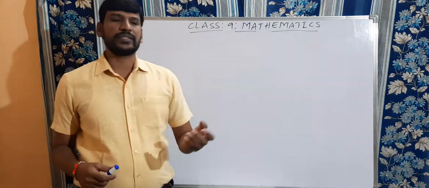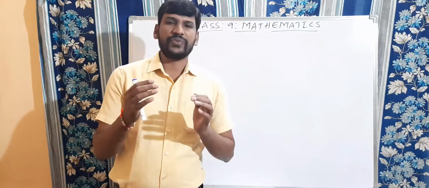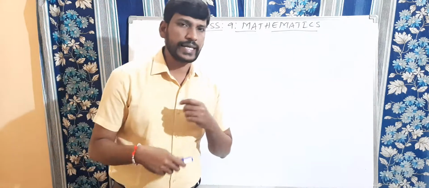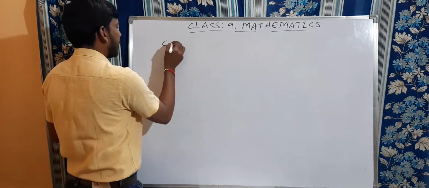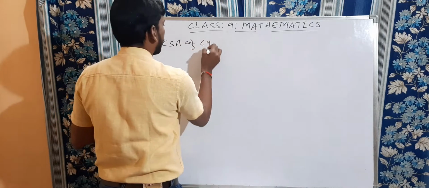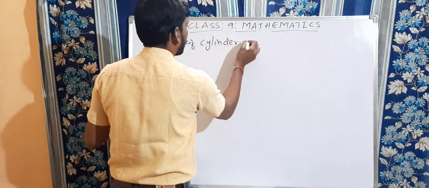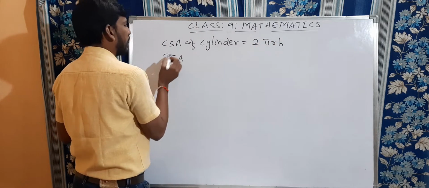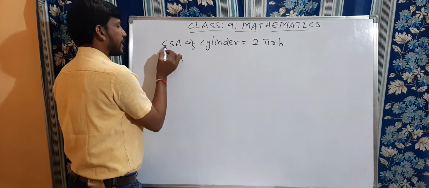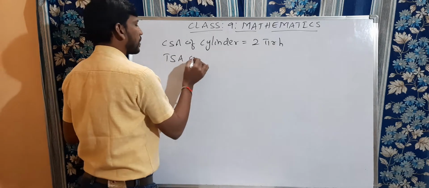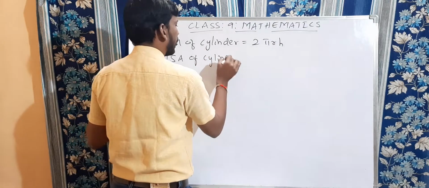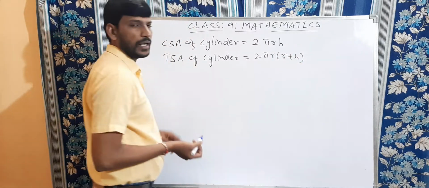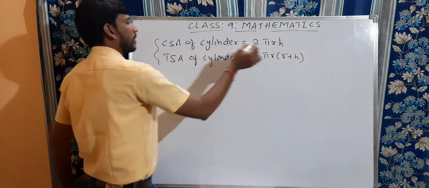So in the previous session we discussed curved surface area of cylinder as well as total surface area of cylinder. So what is CSA of cylinder? CSA of cylinder is equal to 2 pi r h, as well as TSA, that is total surface area of cylinder, which is equal to 2 pi r (r plus h). Clear? Already in the previous session we discussed these two formulas.